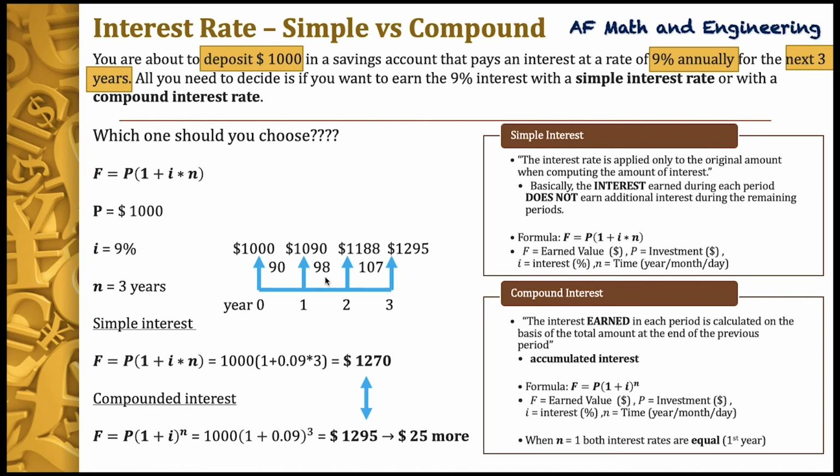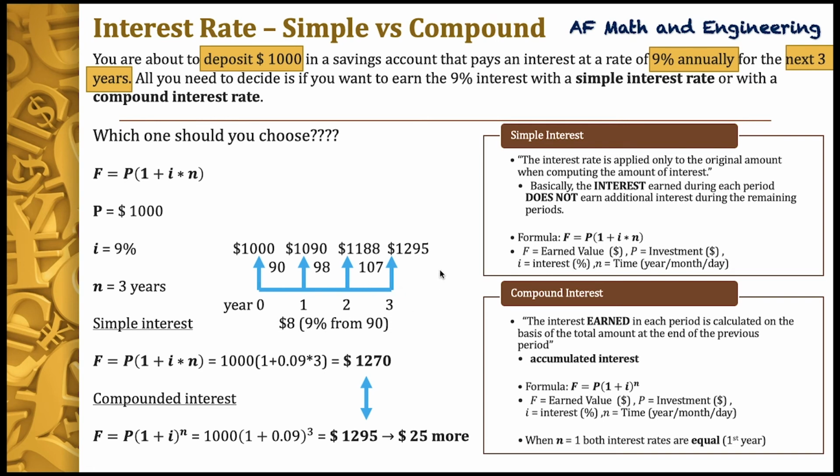This $8 is basically the 9% from 90, which means that the interest that we are making is not only for the amount that we deposit, the interest also goes into our new earned value. And that's the main difference. This is what we call an accumulated interest. Okay, so between the first and second year, we get $9 more. And between the second and third year, we again get 9% from 98.